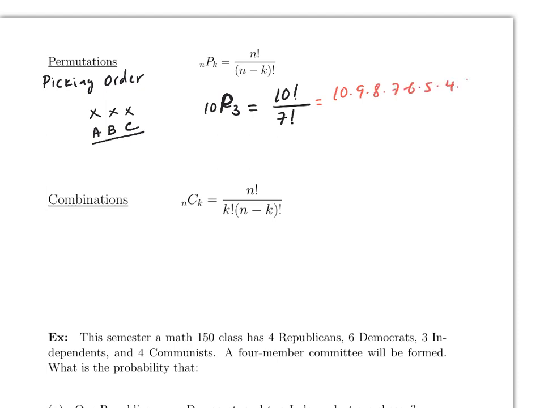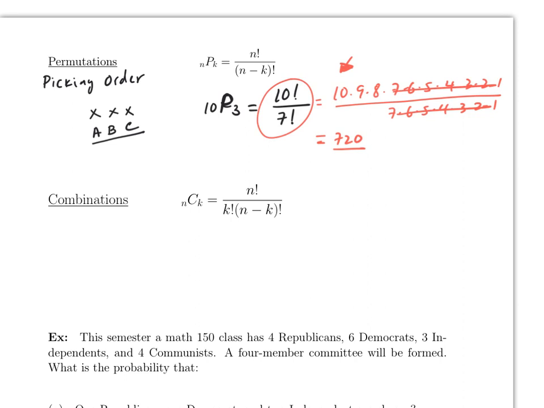So 4, 4, 3, 2, 1. This is 7, 6, 5, 4, 3, 2, 1. All of this cancels, and this is 720. By the way, the calculator can also find this, but you can just leave the answer in this form even. So for now, we have 720.